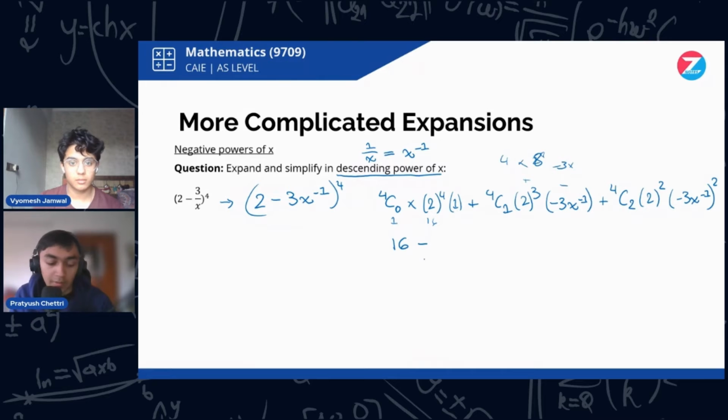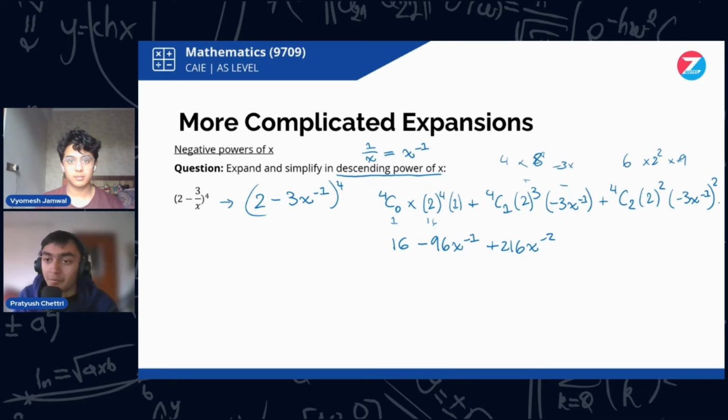So 8. Okay. 4 times 8 times minus 3 is minus 96 x to the power minus 1. Okay, I'll add one more thing at the end here. 4C2. 4C2 is 6, and this times 2 squared times 9. And this is positive 9 because minus 3 squared is positive. So 6 times 9 times 2 squared is 216 x to the power minus 2.